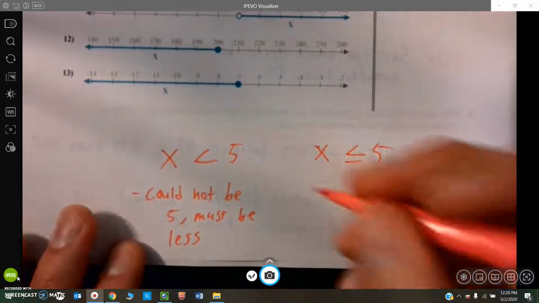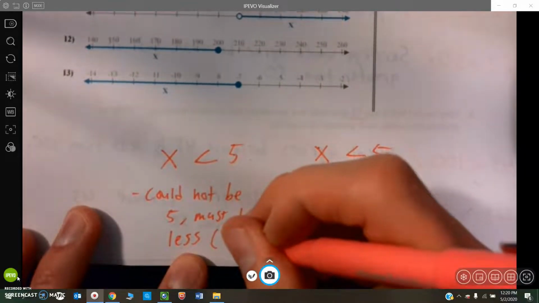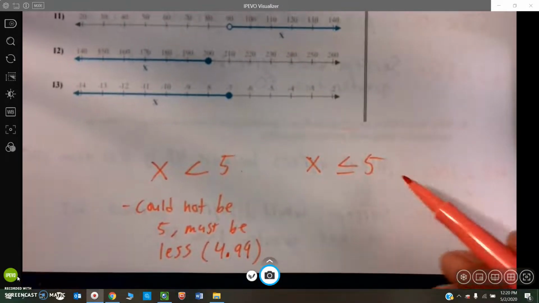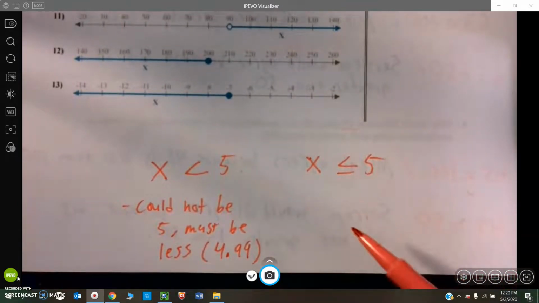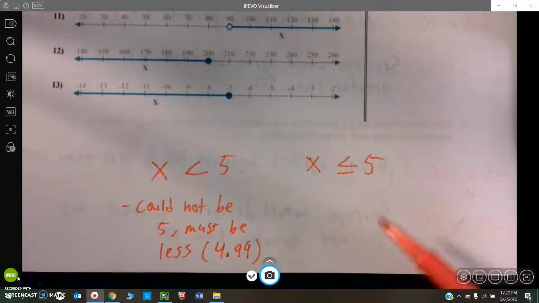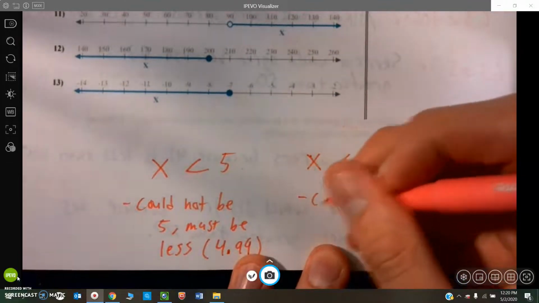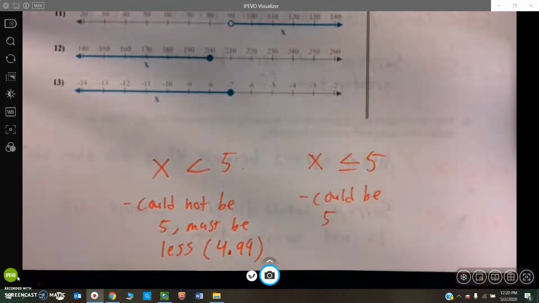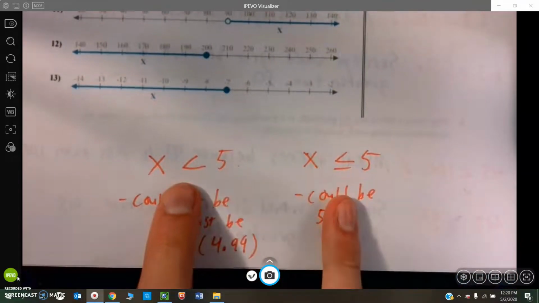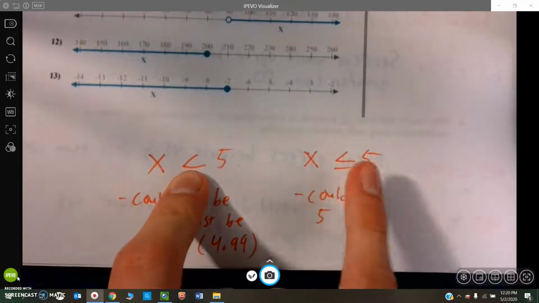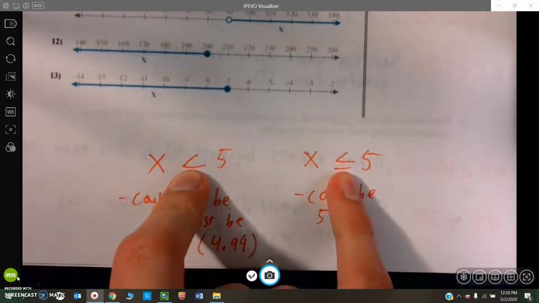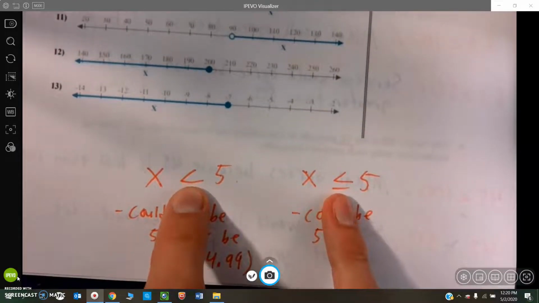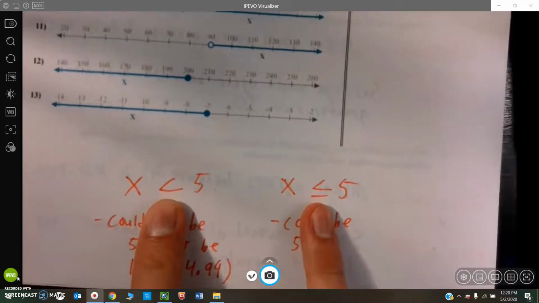So if we were talking about the cost of books, then it would start at $4.99, which would be the biggest it could be. Here, if we said the cost of books could be 5 or less, it could be 5. It's including 5. So 5 would be a good answer here. So there is a difference between less than and less than or equal to. I know you don't know how to type that in on your computer.